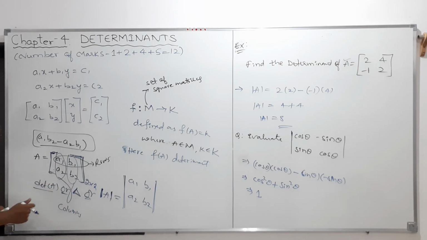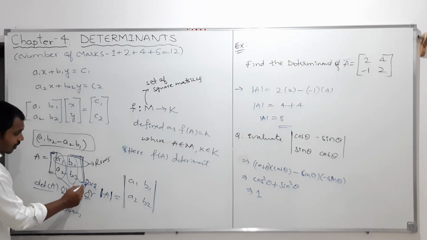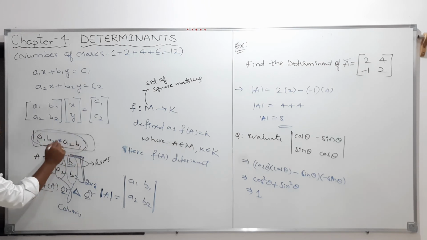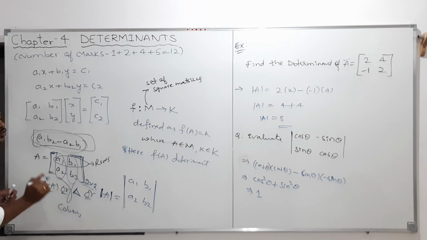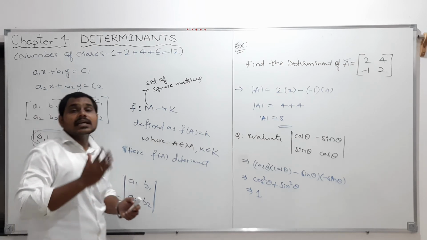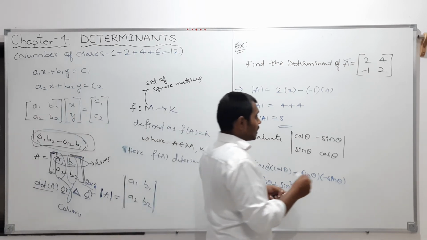Clear? So now my students, if the given matrix is of the order 2 cross 2, in that case the determinant of the given matrix can be calculated by using a1 b2 minus a2 b1. After you calculate this, that will give us the determinant of any given matrix of the order 2 cross 2.